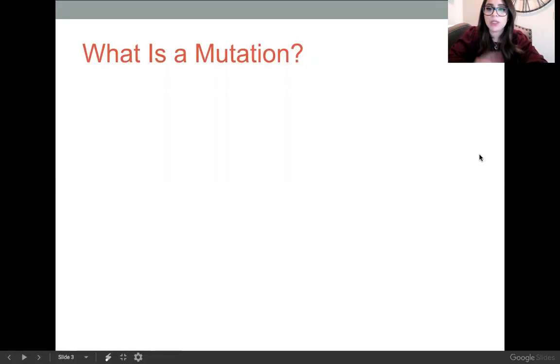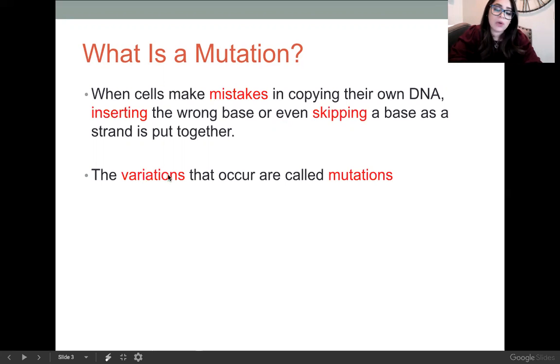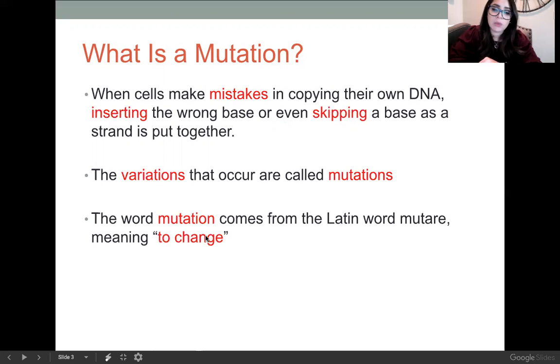So what is a mutation? Again, keep the M's together. A mutation is a mistake that has happened. You can either insert the wrong one, skip a base, or the big three are this: you add an extra one that shouldn't have been there, you accidentally leave one out so you're missing one, or you do a switch where you put the wrong one in, right? And so all of these mutations, right?